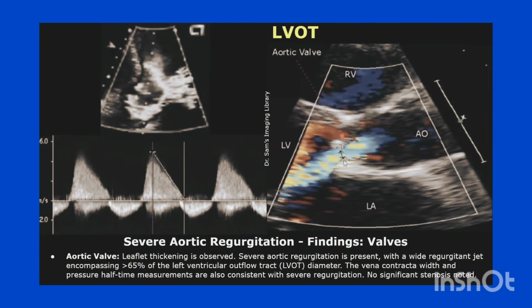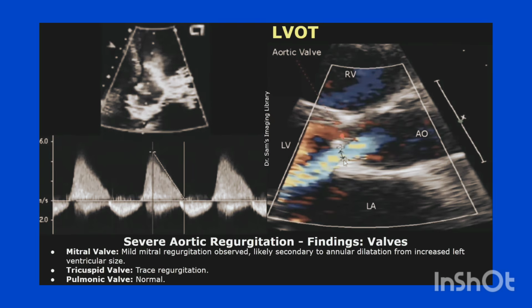In the aortic valve, leaflet thickening is observed. Severe aortic regurgitation is present with a regurgitant jet encompassing more than 65% of the left ventricular outflow tract diameter. The vena contracta width and pressure half-time measurements are also consistent with severe regurgitation. No significant stenosis noted.